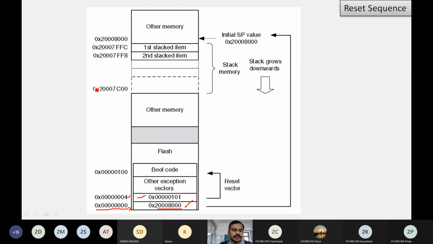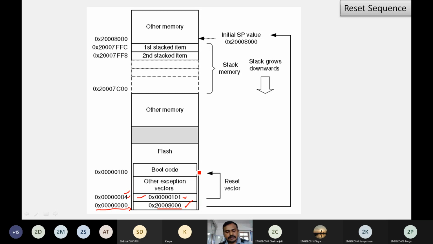The code memory address is available at address number 4. At address number 4, it is mentioned where the beginning address of the code memory is. It is 101. At 101, we are going to observe the boot code, the reset vector, the code which is kept for the reset task. This is the simple reset sequence that we observe in this Cortex M3.